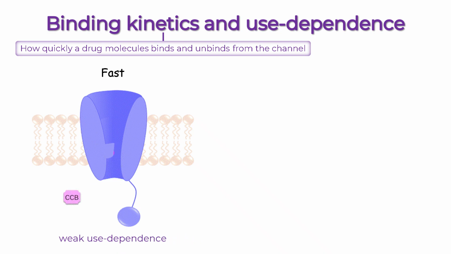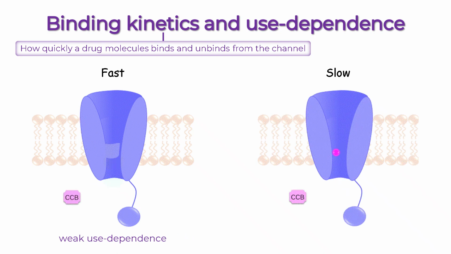In contrast, the animation on the right shows a blocker with slow kinetics. It binds more slowly, but once bound, it remains attached through multiple cycles of channel opening and closing during action potentials. With each activation, more channels accumulate in the blocked state. This produces strong use dependence. The block increases as the firing rate rises. So, even if two drugs have the same preference for binding to open or inactivated channels, their binding kinetics determine how effectively they can exploit use dependence.